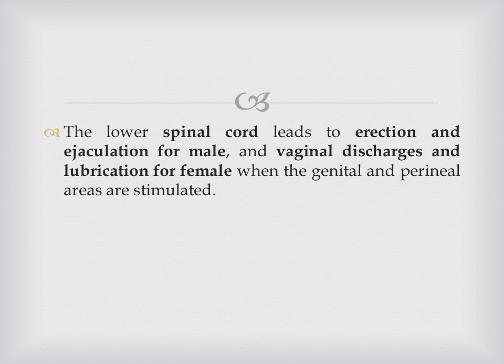Okay, we also have the lower spinal cord, which leads to erection and ejaculation for males, and vaginal discharges and lubrication for females, when the genital and perineal areas are stimulated. So specifically the lower spinal cord helps the male's erection and ejaculation, and then we have the vaginal discharges and lubrication for the female. This is when the genitals are stimulated.